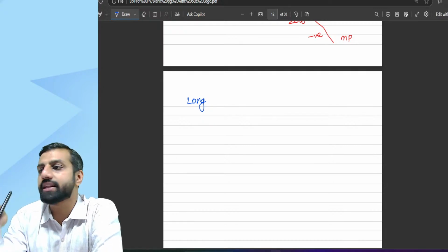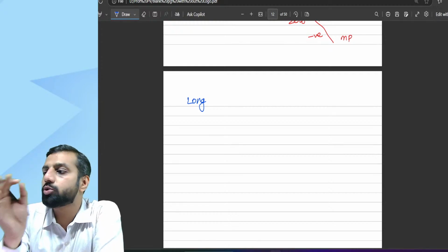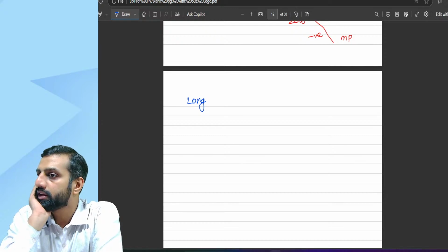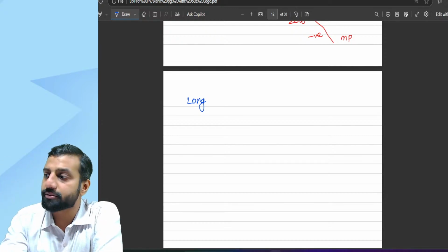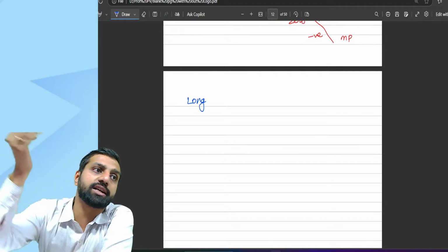AP is maximum when there is equality between MP and AP. So when MP is equal to AP, AP reaches its maximum point. If you know the concept well, this is called the productive efficient point, where your average product is maximized.